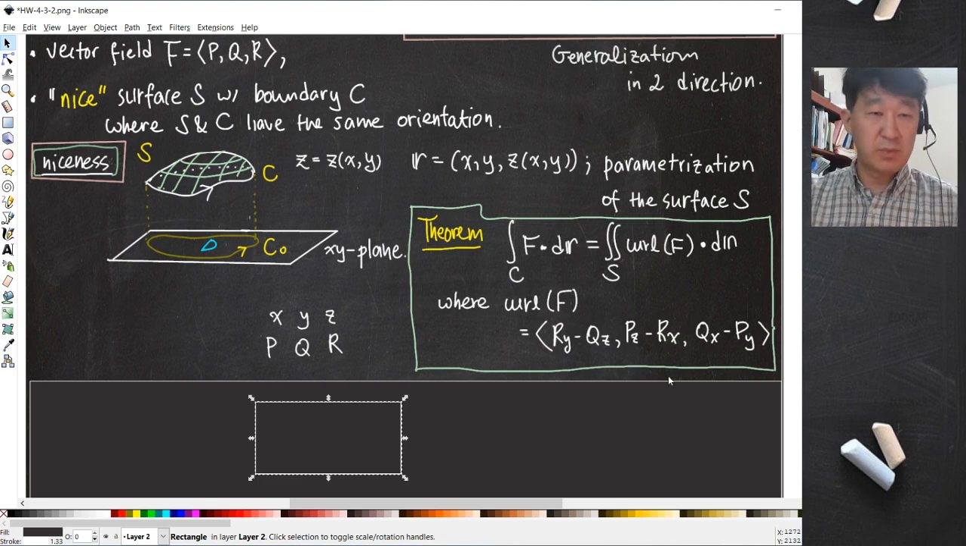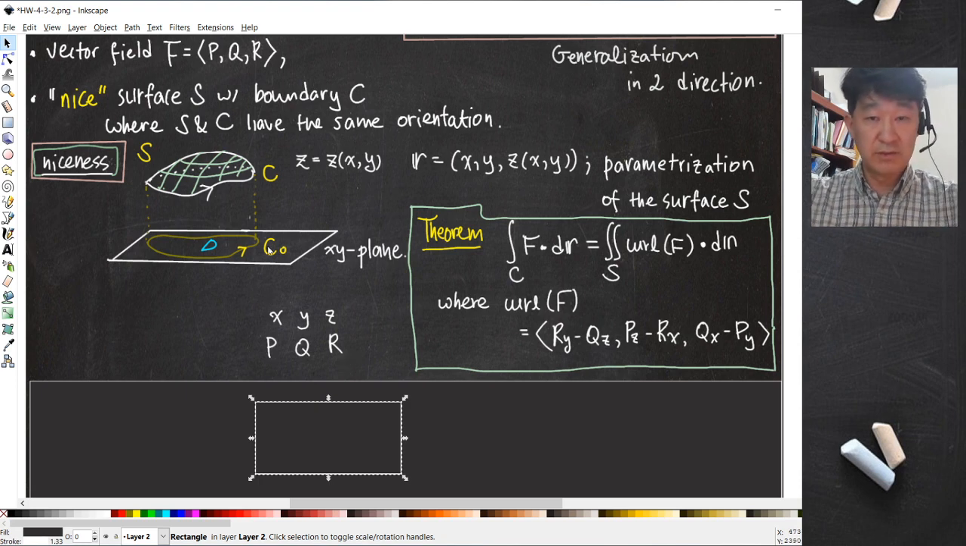So let's see how this is viewed as a generalization. If the curve is on the ground, on the xy plane, and the surface happens to be flat, then this vector field only has a P and Q part and does not have an R part in there, right?